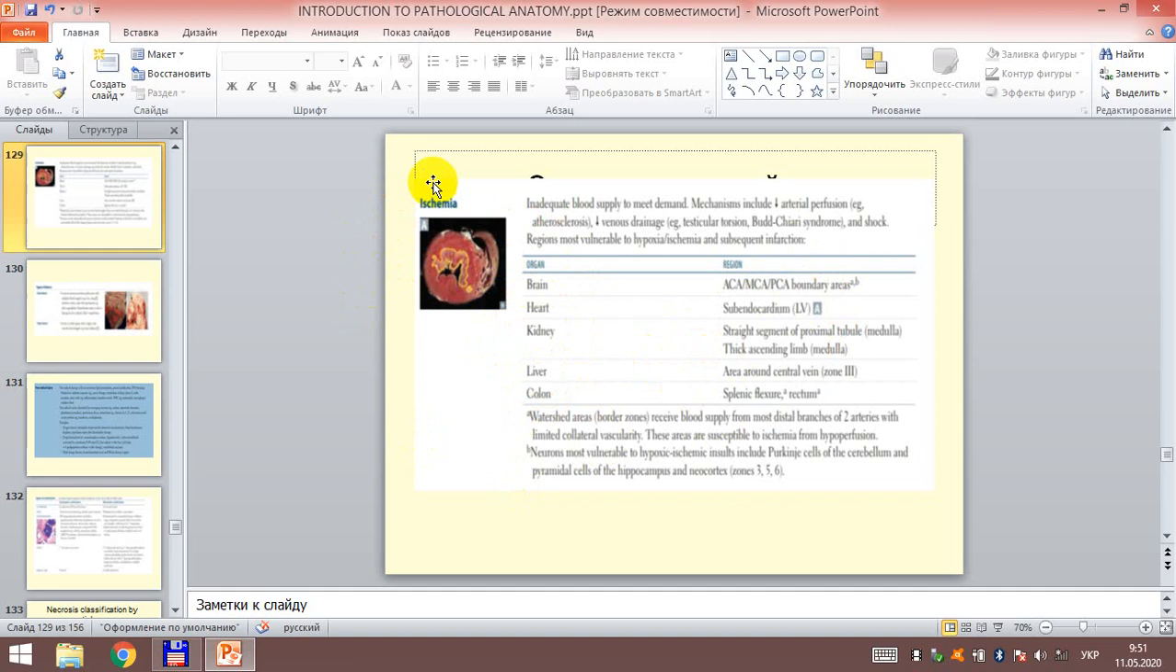Subendocardium very often, in this picture A. Straight segment of proximal tubule in the medulla, thick ascending limb of the medulla. In the liver, the area around the central vein; in the colon, splenic flexure and rectum, and others.